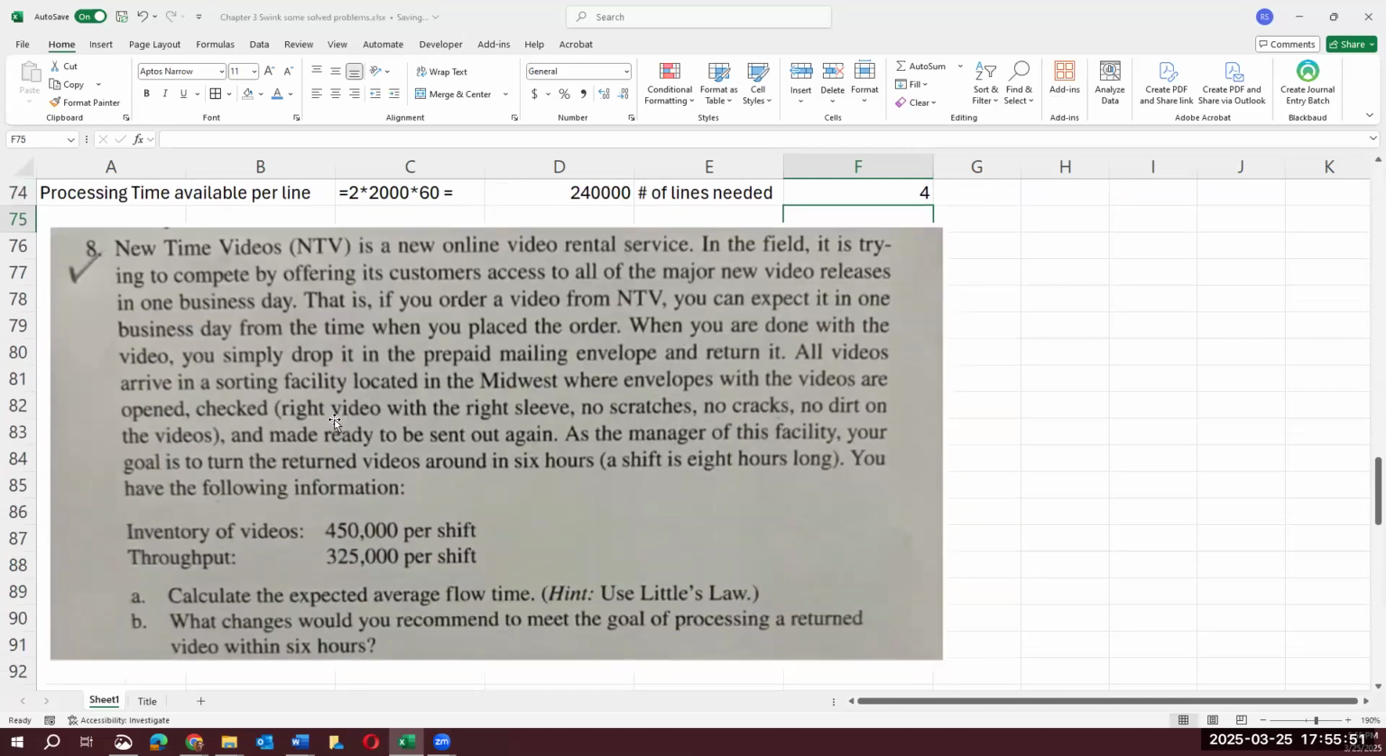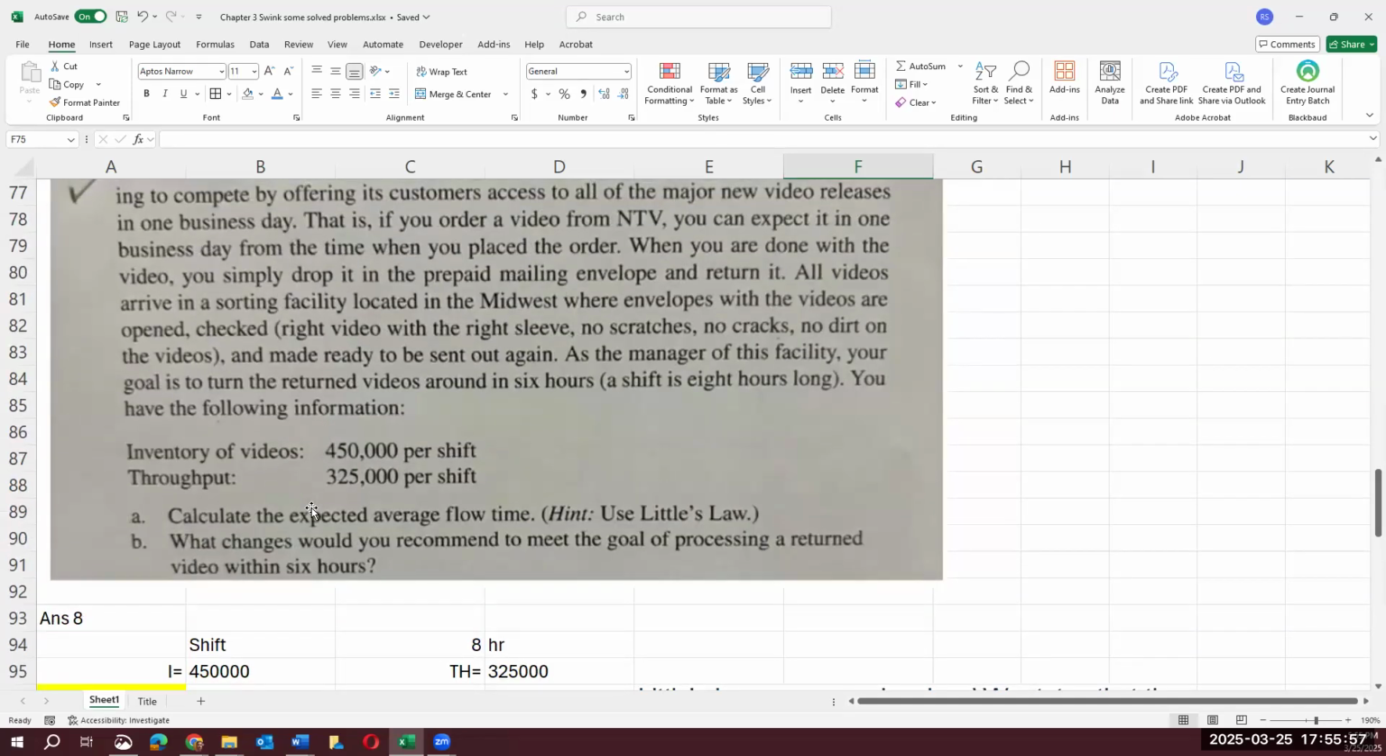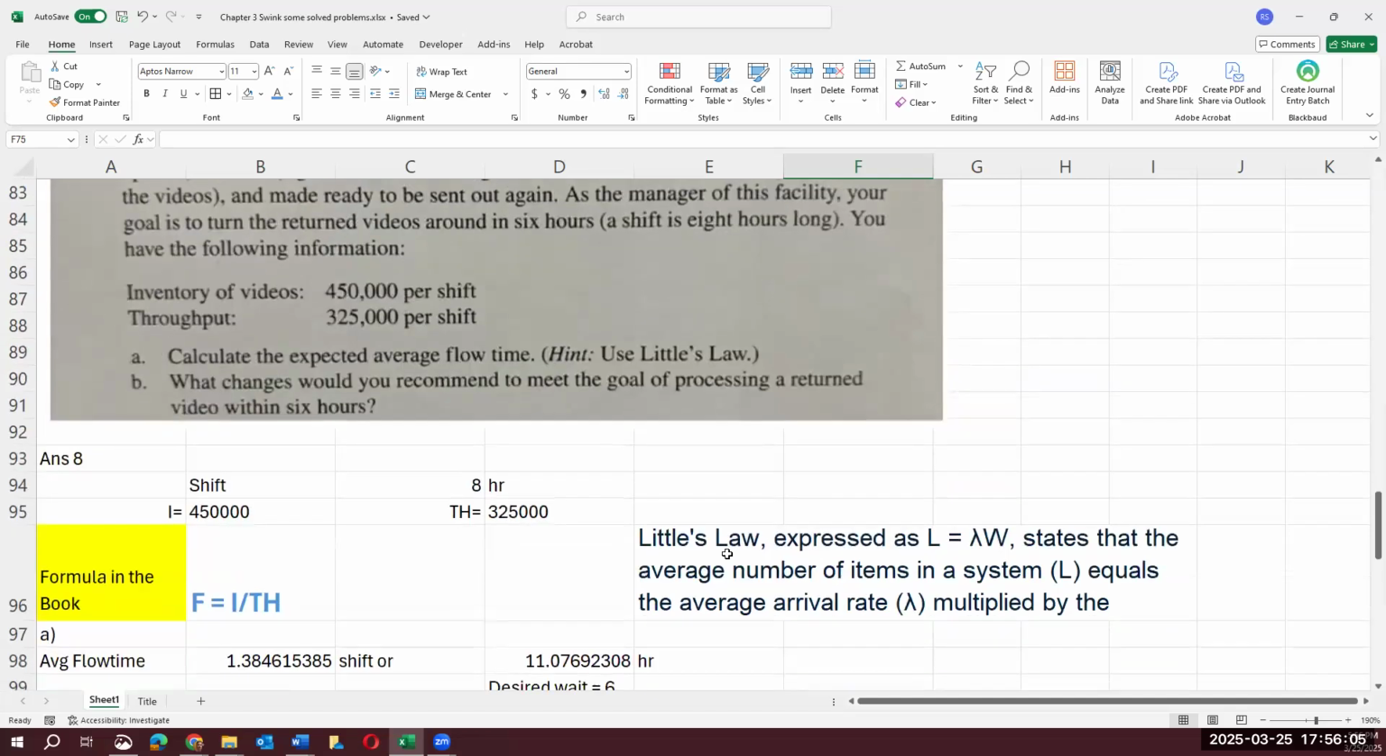Let's move on to a different kind of problem. Number 8. I'm a little bit disappointed with this book because I don't know why they don't use the standard notation that is used by the world. Little's law says L is equal to lambda times W, where lambda is the arrival rate, at what rate things are arriving, and W is the average wait time in the system.